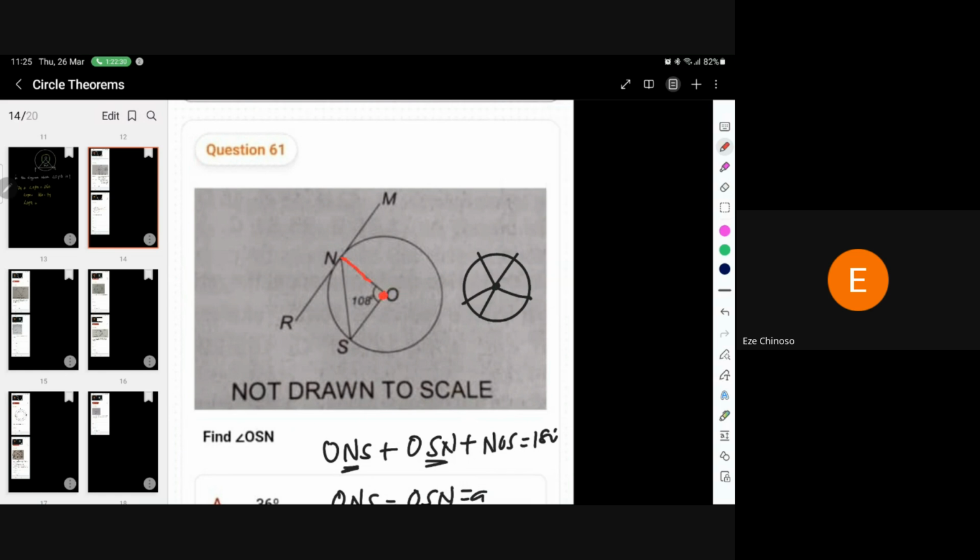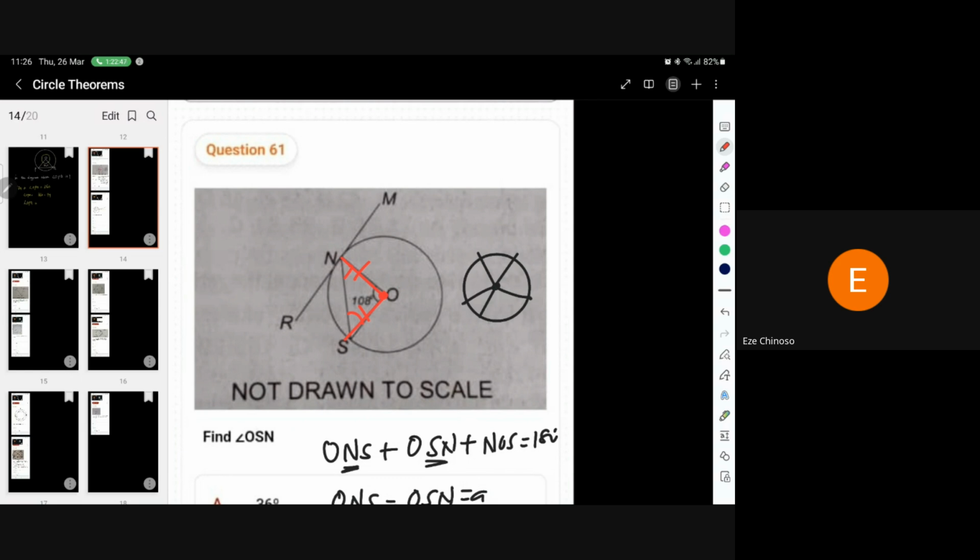This is a radius. This is also a radius. So they are equal. The lines are equal, and if those lines are equal, it also means that the angles are equal, just like what we did in the other example. Do you understand it now?